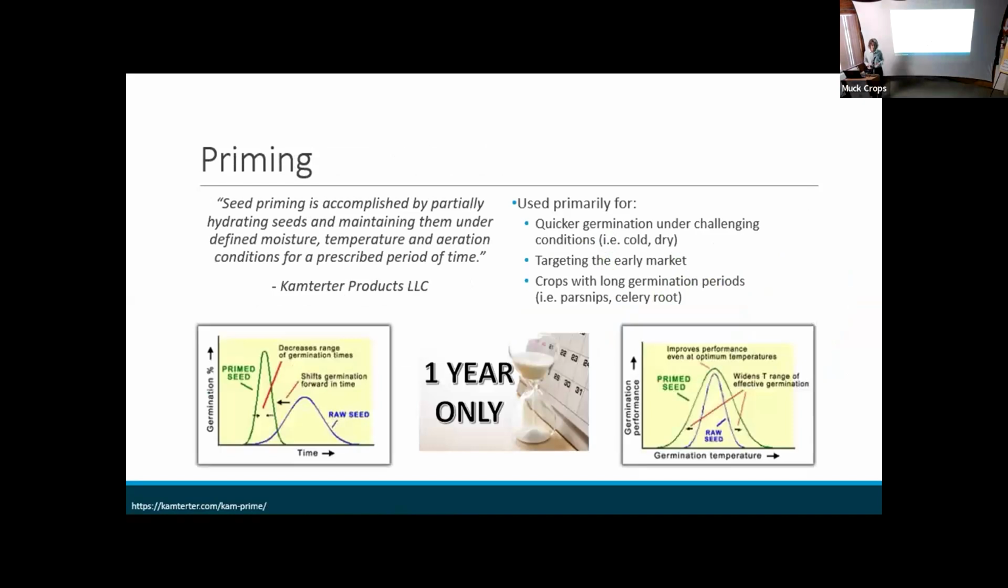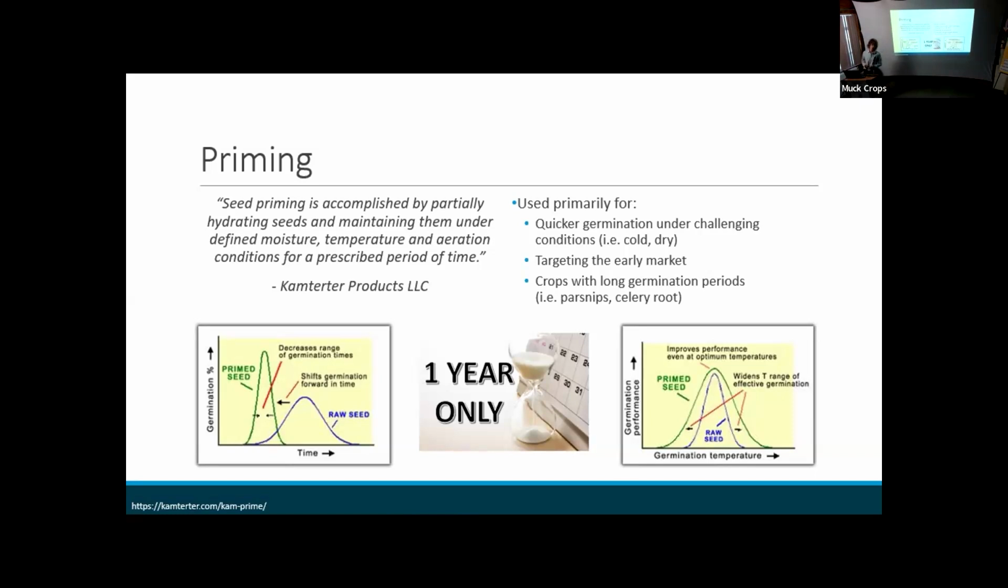So we're moving from on the seed to the seed itself now. So priming, we use it a couple different ways: quicker germination under challenging conditions, either disease or temperature, targeting the early market, and then crops with long germination periods, not to name any names, parsnips. Old school priming methods were more chemical and mechanical, and they would bring that seed past the point of no return. So you had to use a primed seed in the year that it was primed. Otherwise, if you kept it over the winter, you're going to see your germ rate just fall off a cliff.